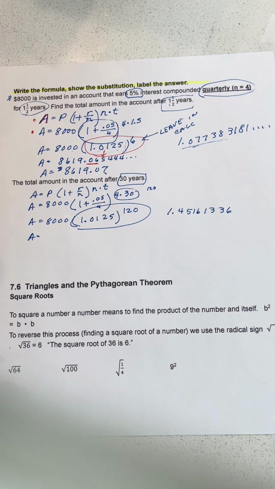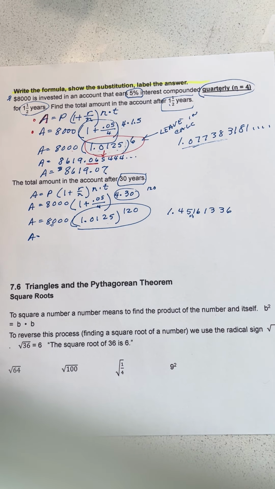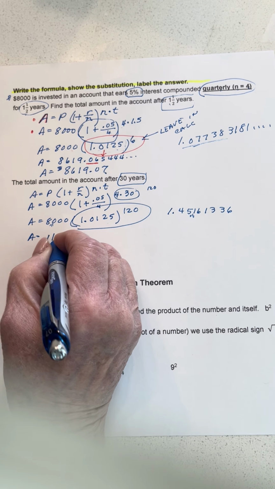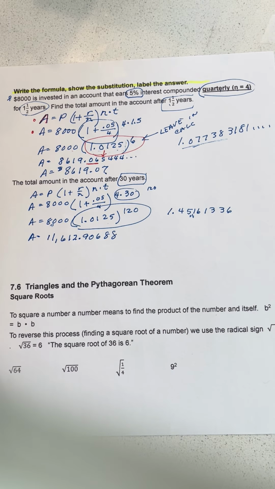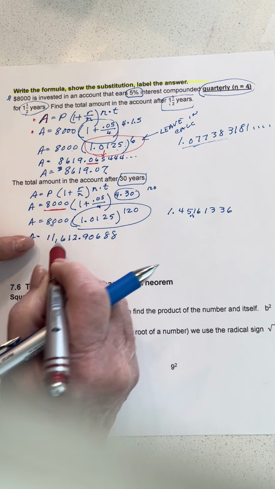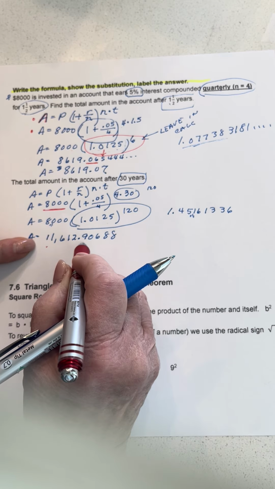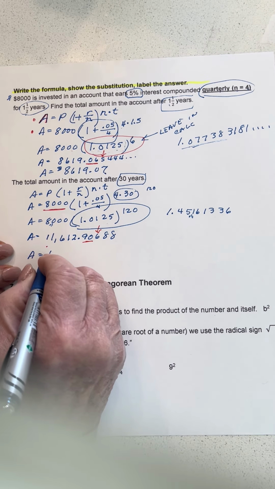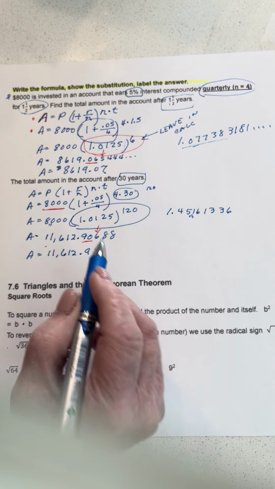But I'm leaving it in my calculator, and I'm going to multiply whatever I got here, which is this, times 8,000. And I am getting $11,612.90688. I only invested $8,000, and now I'm getting back over $11,000. Is it going to be 90 cents or 91 cents? That 6 says go up, so the answer is going to be $11,612.91.